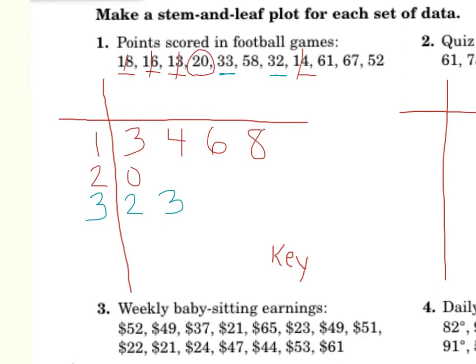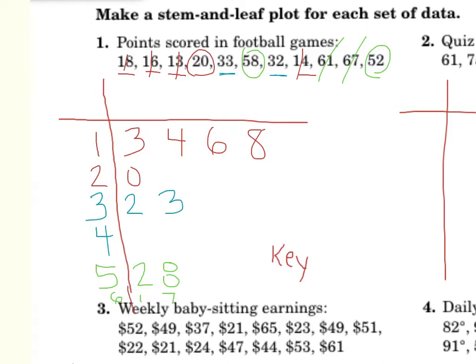And then any 40s? Nope. You can put a 4 here, but we're not going to put anything in the ones place. And then let's look at the 50s. There's 52 and 58. So 52 and 58. And then I didn't make room for the 60s. We have 61 and 67. So there's 61 and 67. Did we get all the numbers? Okay, there's our stem and leaf plot.